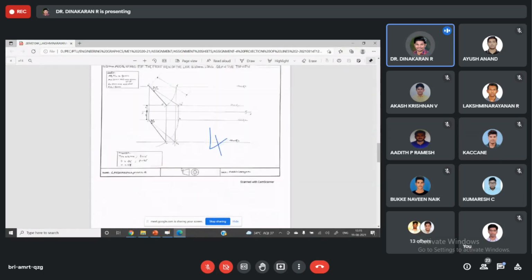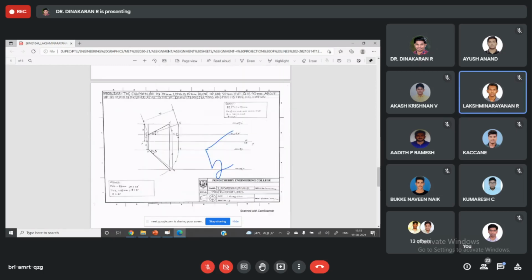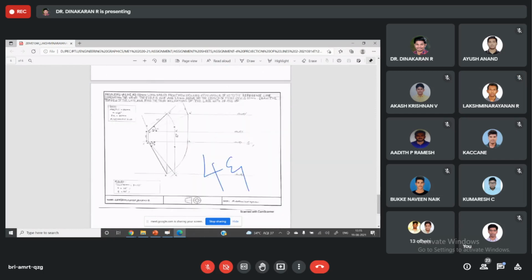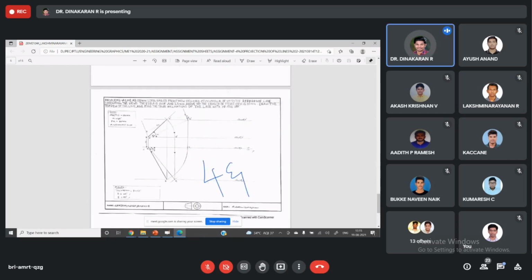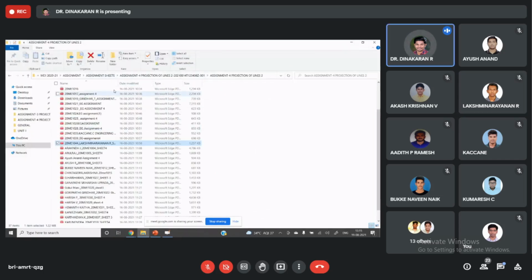Where did I reduce for you? Where is the arrow mark? And where is the dimension? I forgot, sir. Okay. This one, 100 mm, you see. If you don't have space at the top, you can mark at the bottom also. Top view also, any one side. Clear, Lakshmi Narayanan? Okay, sir. I will correct it. You want to see assignment 3?